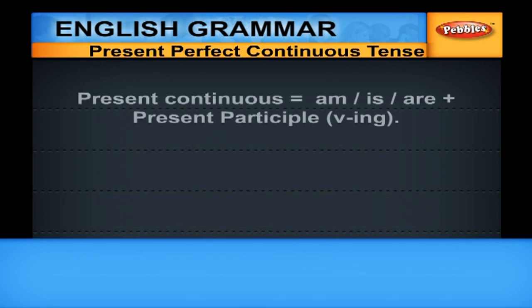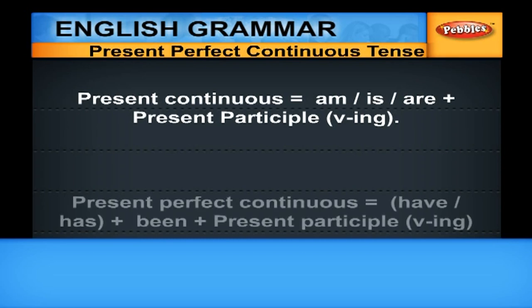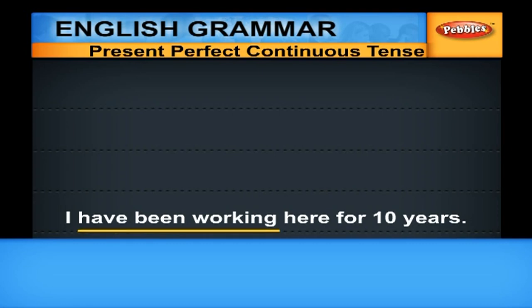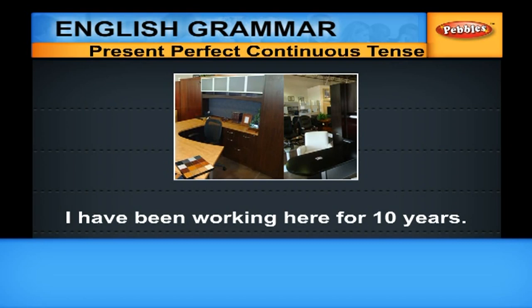We can say present continuous is equal to any of the helping verbs am or is or are plus present participle VING. But for present perfect continuous, we use any one of the helping verbs have or has plus another helping verb been plus present participle VING. I have been working here for 10 years. Have plus been plus present participle of work is working. It means that I started working here 10 years back, worked for 10 years, and I'm still working here.